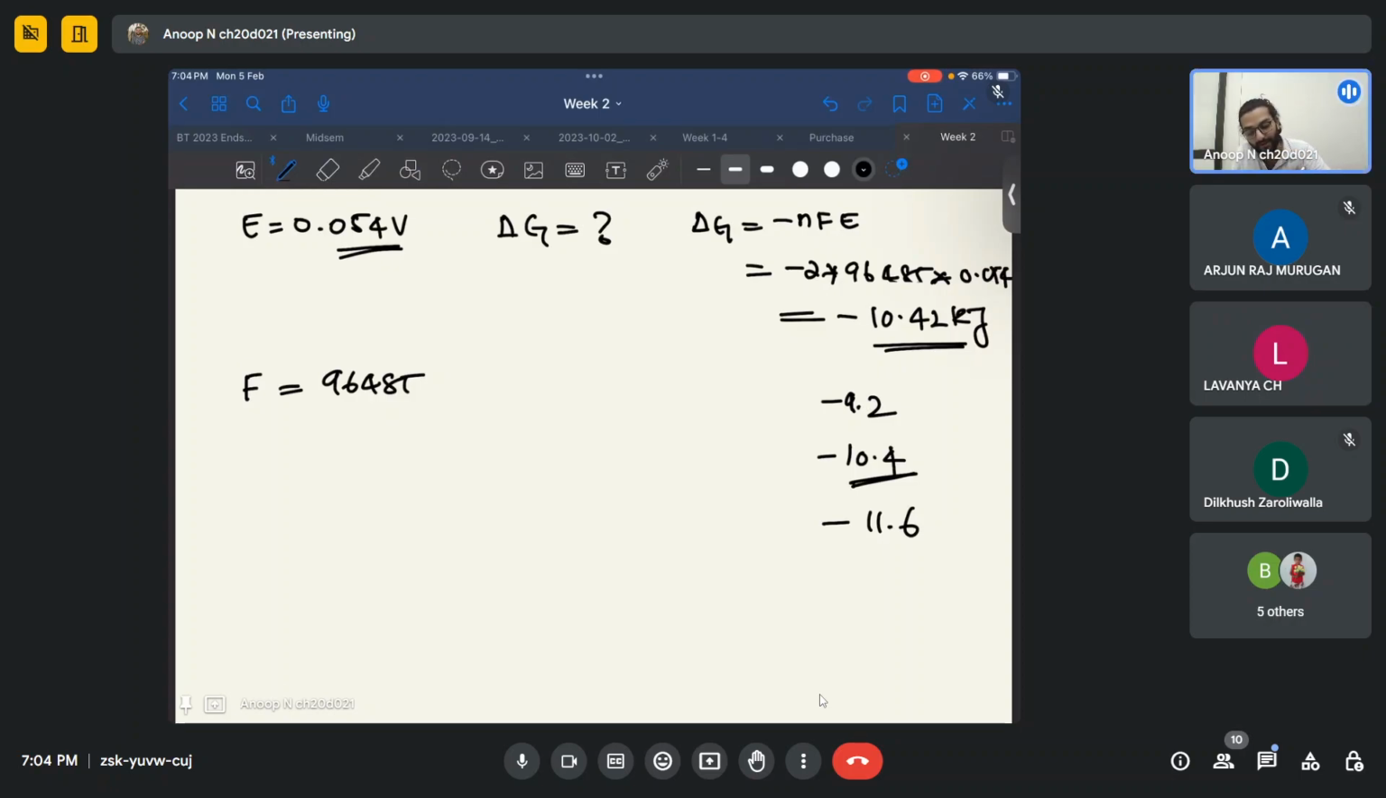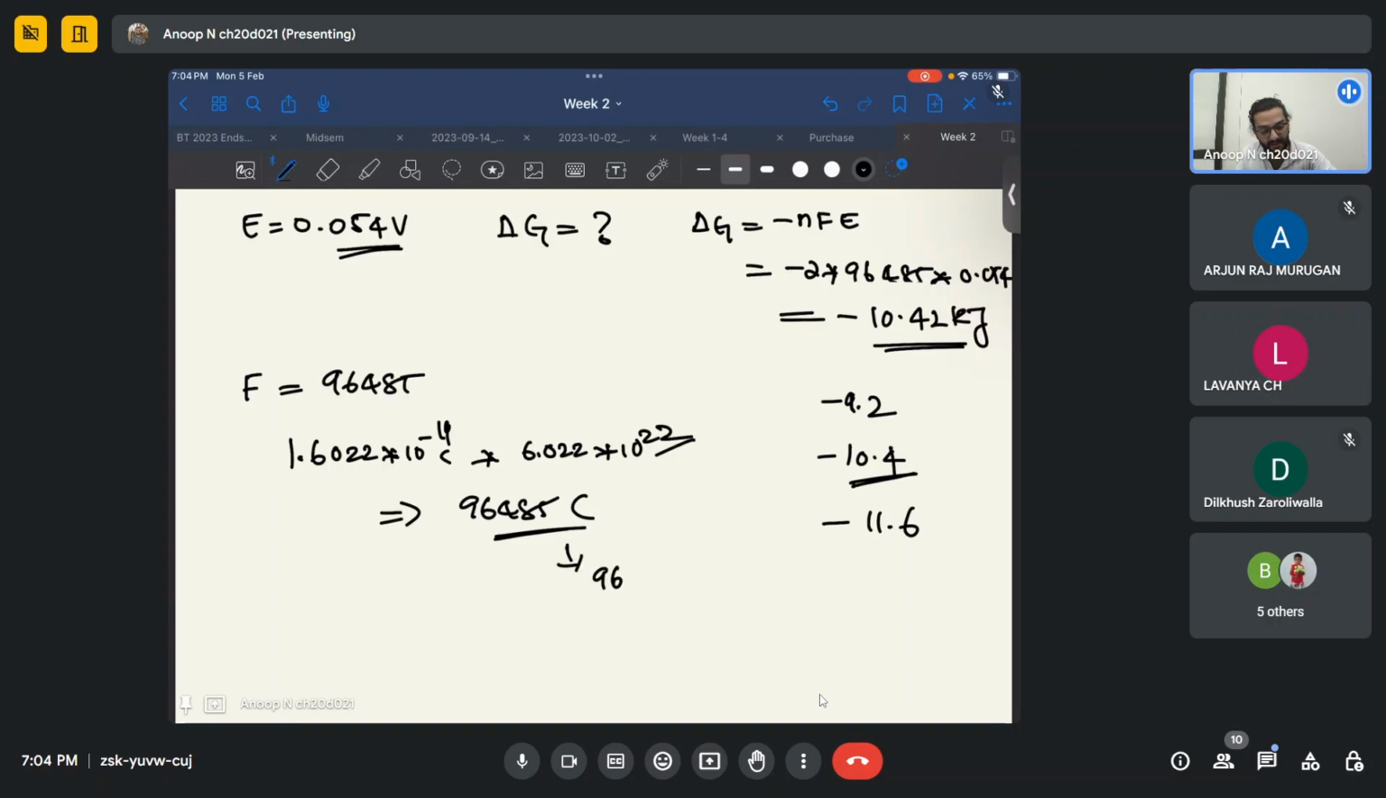But you know how the value came: 1.6022 into 10 raised to minus 19 coulomb into 6.022 into 10 raised to 23. So this value will be 96485 coulomb. That's how it came. So for simplicity only, we are taking it as 96500.